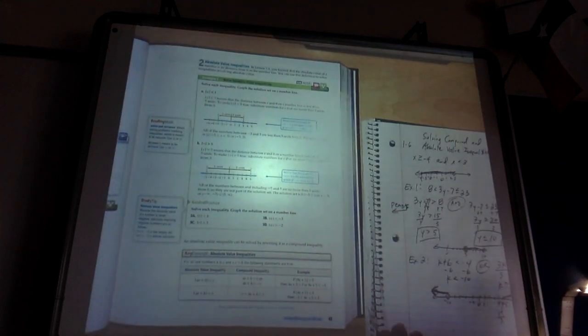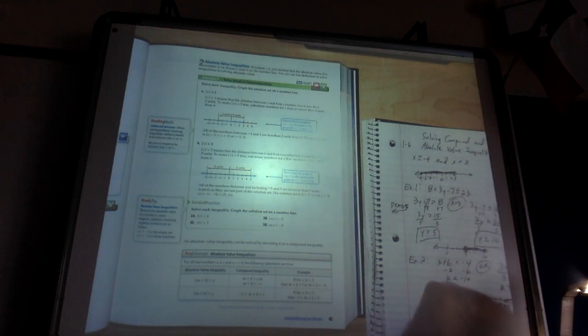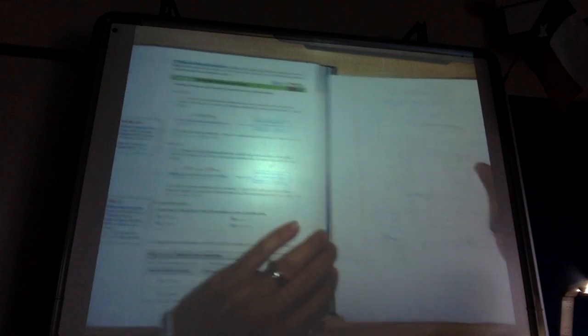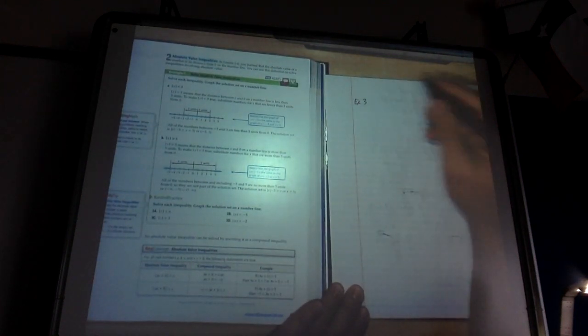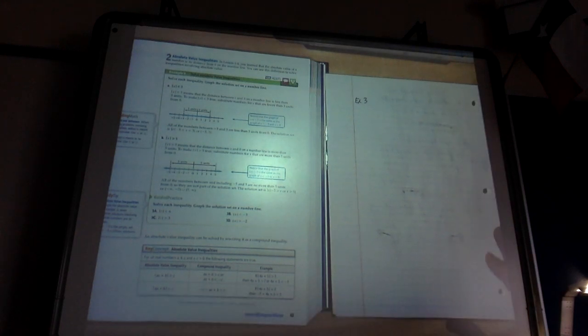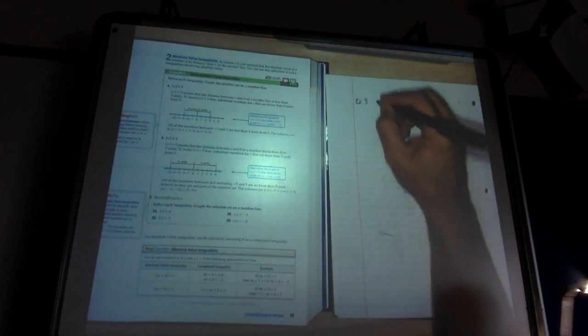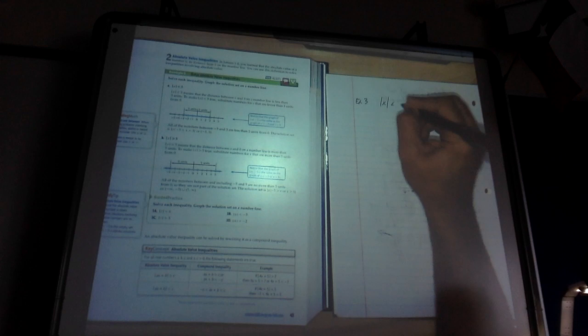All right, so last thing here now, we're going to deal with absolute value inequalities, all right? So I'm going to turn my page. We're on page 43 now, example 3. Example 3, absolute value. It says solve each inequality and then graph it. So here's what we got. First one, absolute value of x is less than 3.